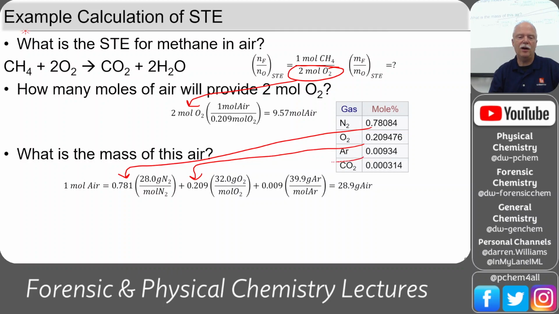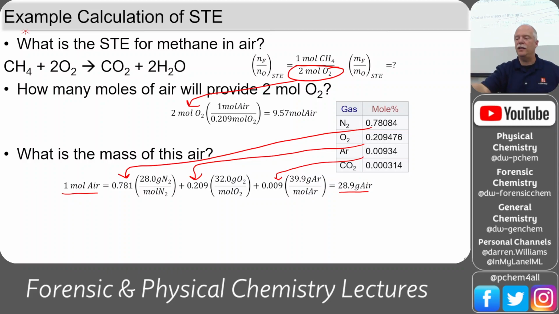And then we'll stop at argon. We're down here in the 3rd decimal place, 0.009 times 39.9 grams of argon per mole. So that just gives us that last decimal place. So we end up with 28.9 grams of air per mole of air. So 1 mole is equal to 28.9.